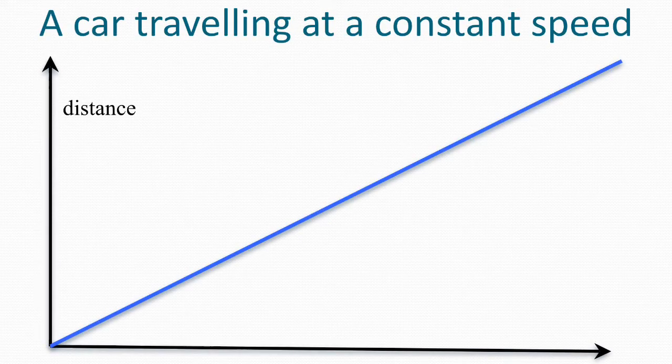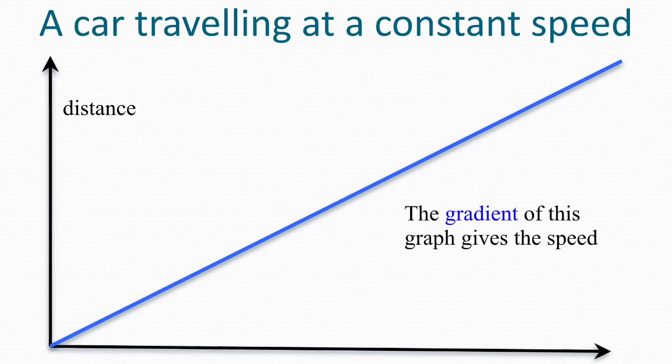A car travelling at a constant speed would look something like this. The gradient will depend on how quickly the car is travelling. You can find out the exact speed that the car is travelling at by calculating the gradient.